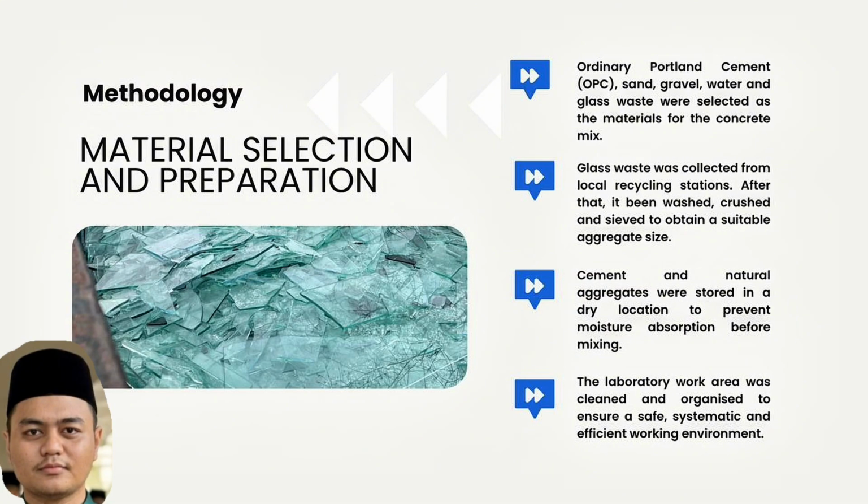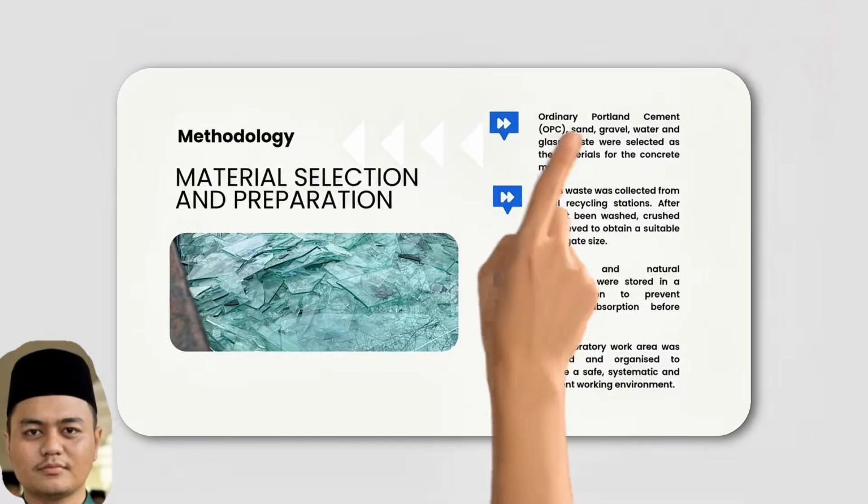Glass waste was collected from local recycling stations. After that, it was washed, crushed and sieved to obtain a suitable aggregate size. Cement and natural aggregates were stored in a dry location to prevent moisture absorption before mixing. The laboratory work area was cleaned and organized to ensure a safe, systematic and efficient working environment.